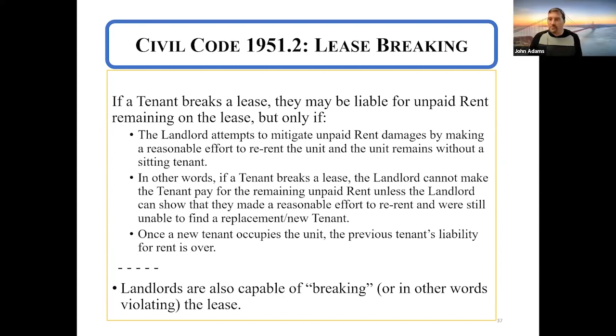I feel that the most relevant question that comes up is that if the tenant breaks the lease, the landlord must attempt to re-rent the property.